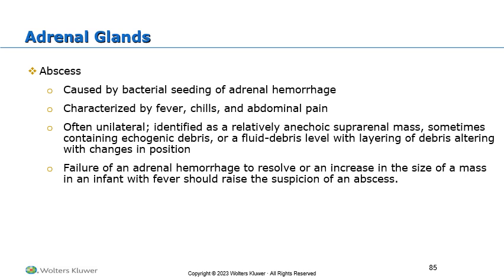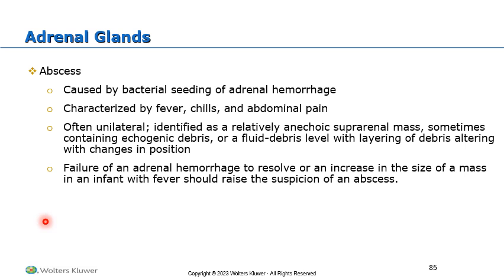You're going to have fevers, chills, abdominal pain. You're going to have an elevated white blood count. Oftentimes these are unilateral, like I said, because they're caused sometimes by seeding from the hemorrhage. They're going to be relatively anechoic, with posterior enhancement, superior to the kidney, and can contain echogenic debris, can contain gas, can contain fluid debris levels. So all those things that are classic to an abscess.